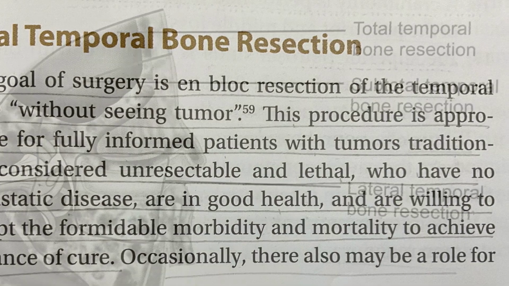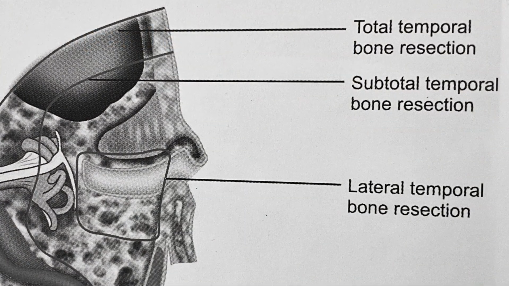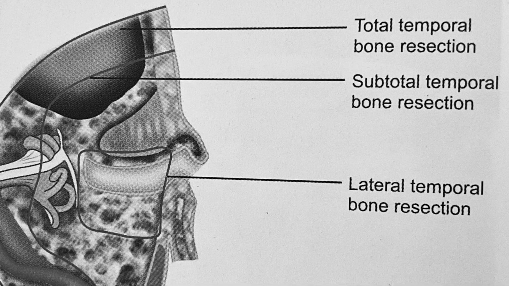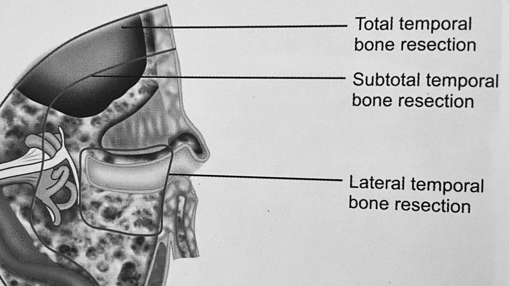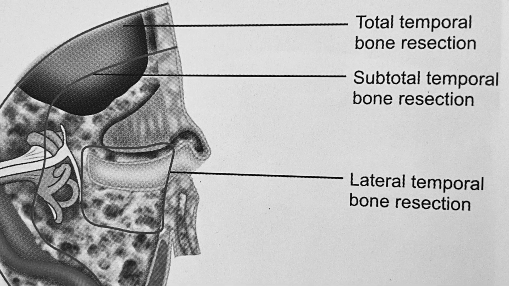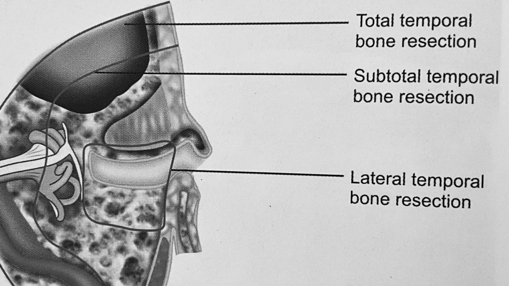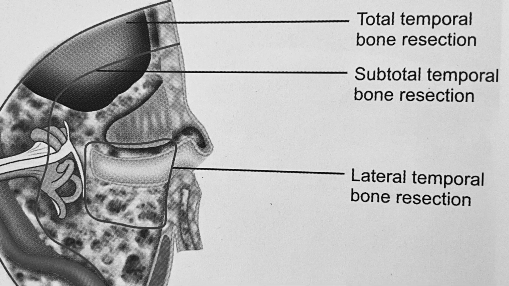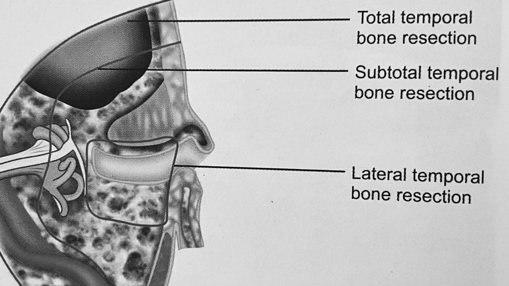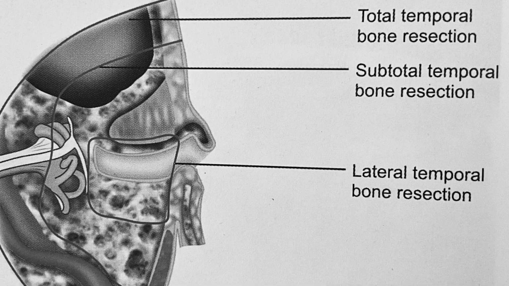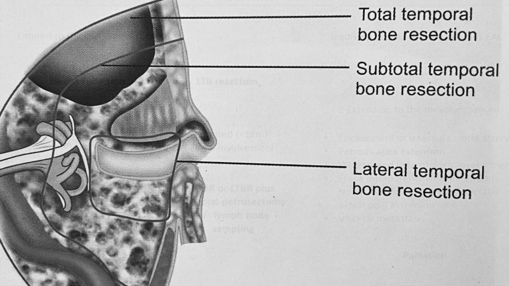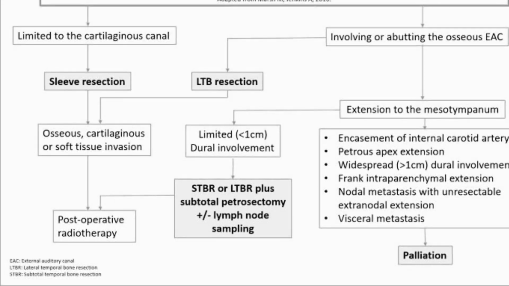This surgery involves the en-bloc removal of the entire temporal bone, including the external auditory canal, middle ear, mastoid, inner ear, and sometimes dura or intracranial components. Reconstruction is complex, requiring free flaps and prosthetics to restore form and function. Collaboration with a multidisciplinary team is essential for this procedure.